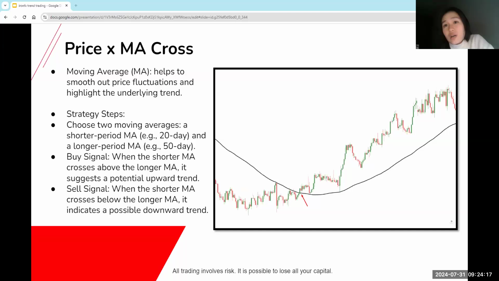How you can go about using this is to choose two moving averages. A shorter moving average can be 20 days, and then a longer period, which could be 50 days. Your buy signal will occur when the shorter moving average crosses above the longer moving average, suggesting a potential upward trend. So you would consider buying in that scenario. And a sell signal occurs when the shorter moving average, your 20-day moving average, crosses below the longer moving average, indicating a possible downward trend, and then you would consider selling.